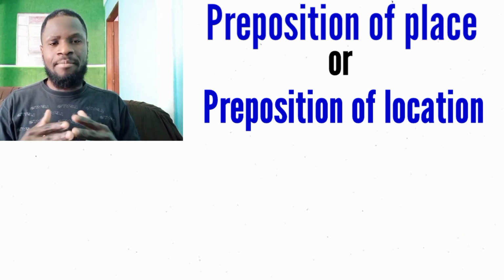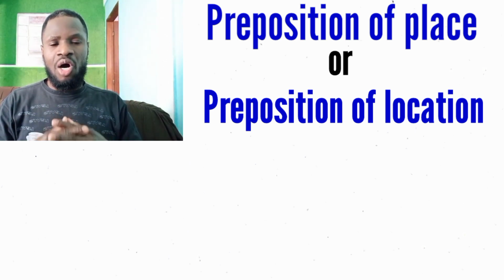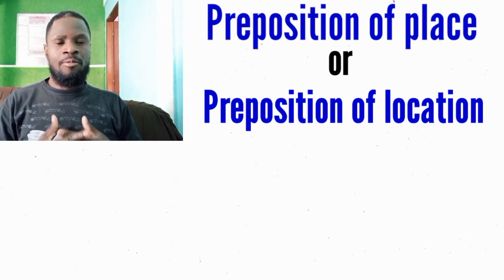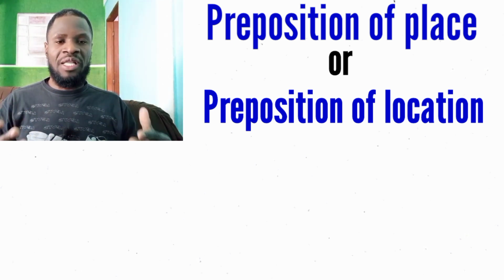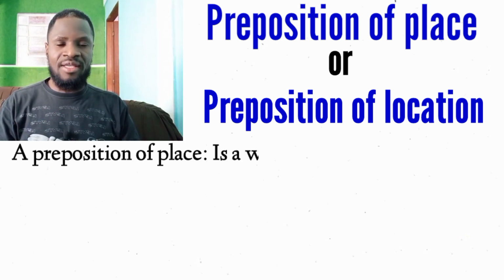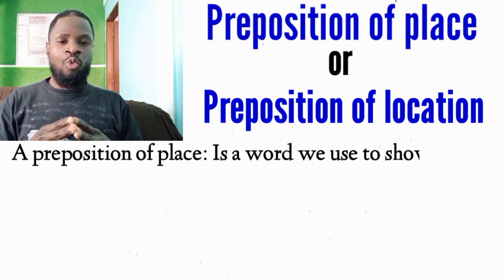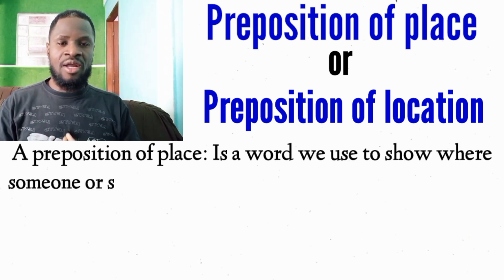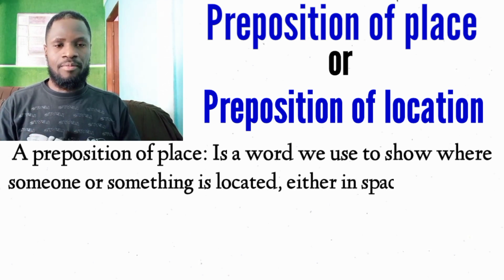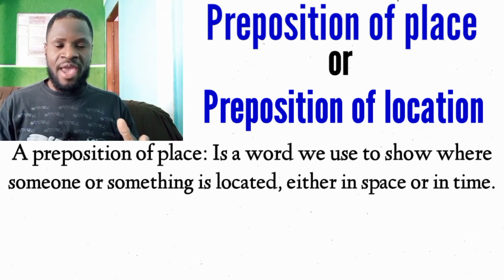Now, let's see the meaning of preposition of place. What is a preposition of place? A preposition of place is a word we use to show where someone or something is located, either in space or in time.